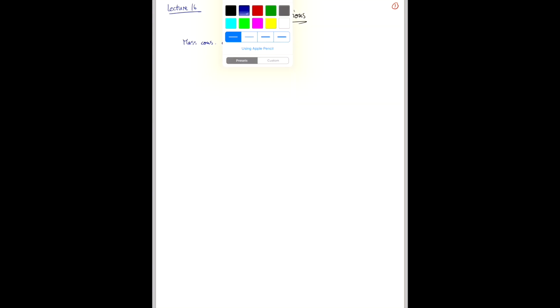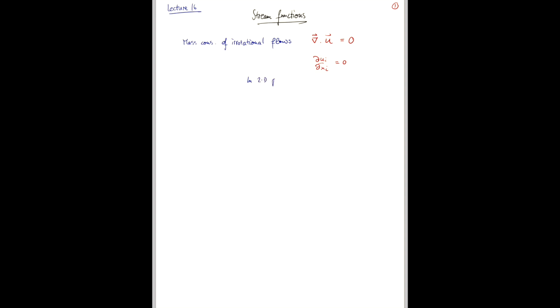satisfies the equation that the divergence of u is 0. In index notation we would write this dui dxi is 0, and in 2D plane flow, and we'll illustrate stream functions in 2D, in 2D plane flow that would be du dx plus dv dy is 0.